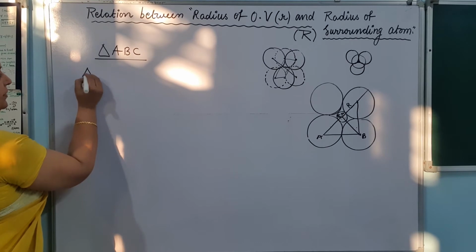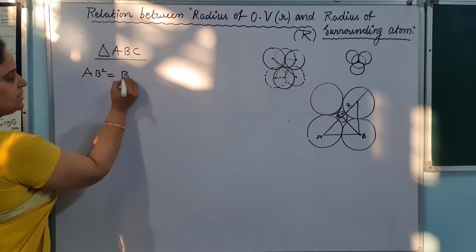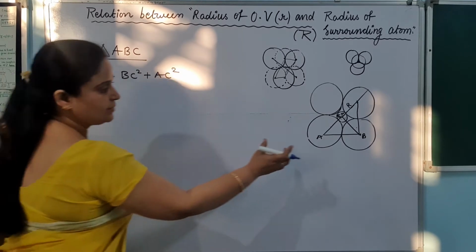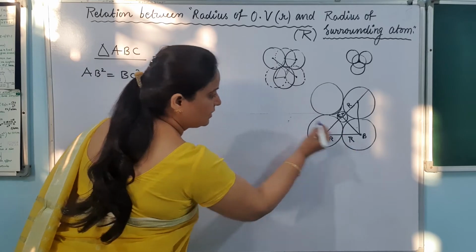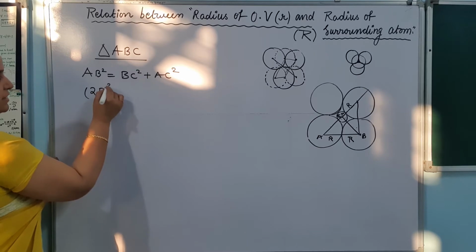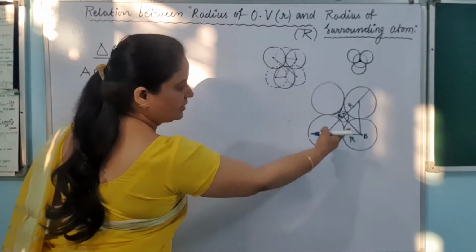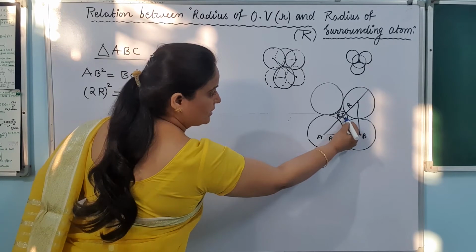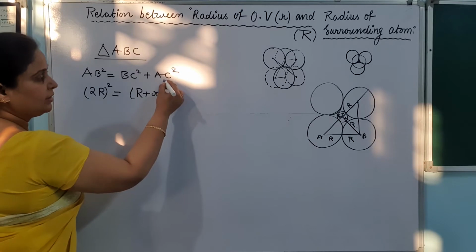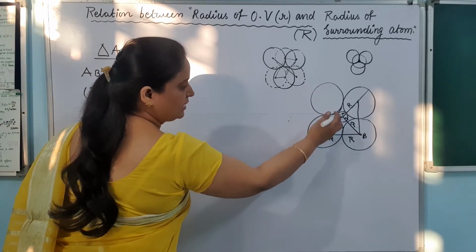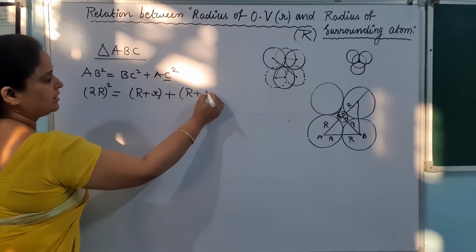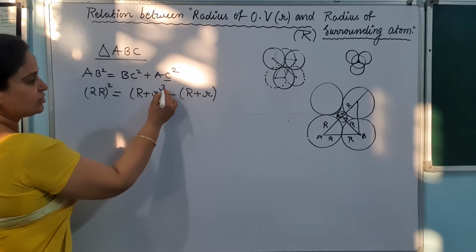So I am writing it here. AB square equals BC square plus AC square. What is AB here? This is R and this is R, the radii of two atoms here. So this is (2R) square equals, what is BC? BC is capital R and small r, so this is (R plus r), and AC is again R plus small r. So (R plus r) square, and this is also a square.